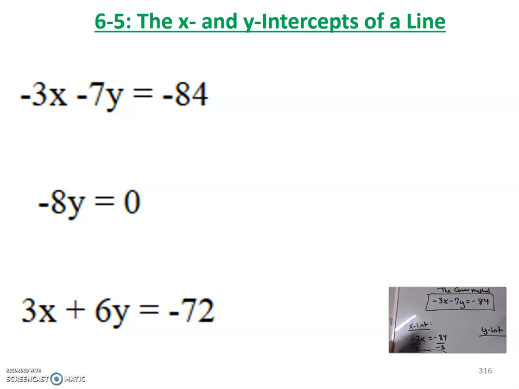The cover method is when I just literally cover. So if I look for the x-intercept, right? Not the x, sorry. Guys, what is wrong? It's late in the day. This is what happens when I video late.